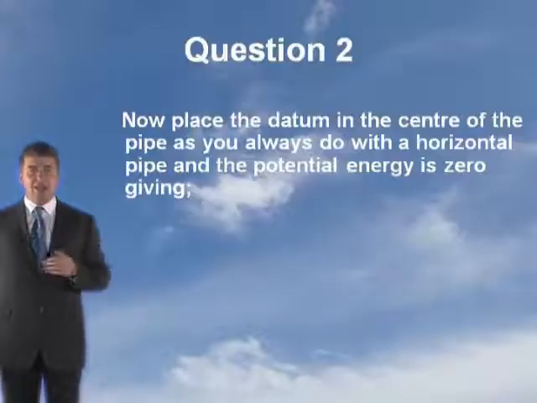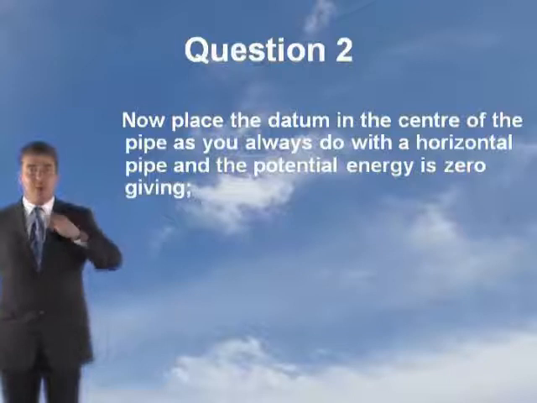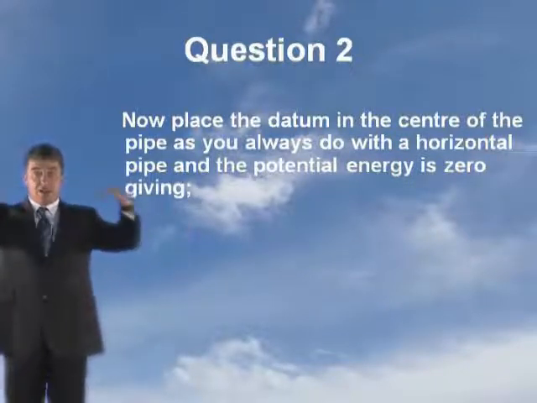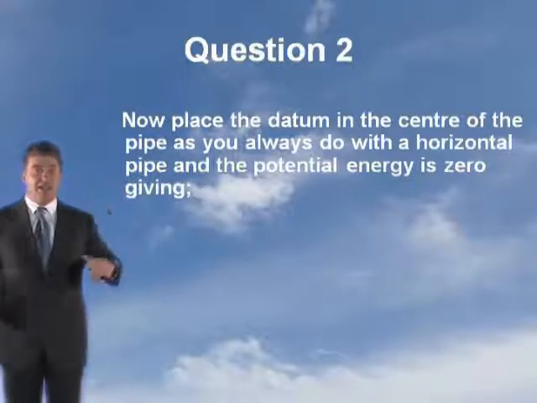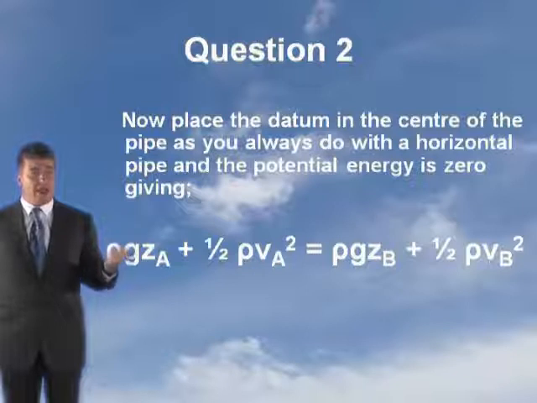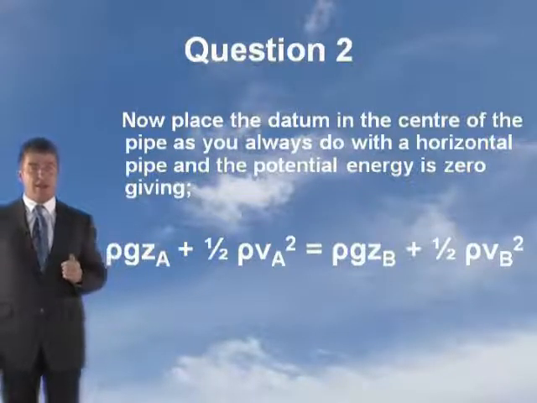Now, where are you going to place the datum in this particular instance? Don't forget, horizontal pipe, place it down the middle. Why? Because you can delete the potential energy. There's no potential energy in the middle. Draw it down the middle, you can delete it, and it leaves you with this: rho g hA plus half rho vA squared equals rho g hB plus half rho vB squared.